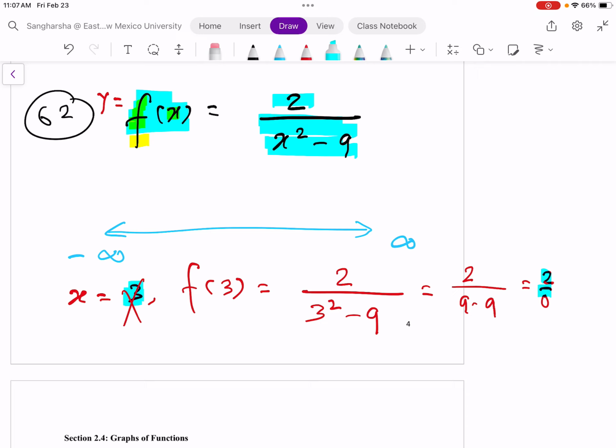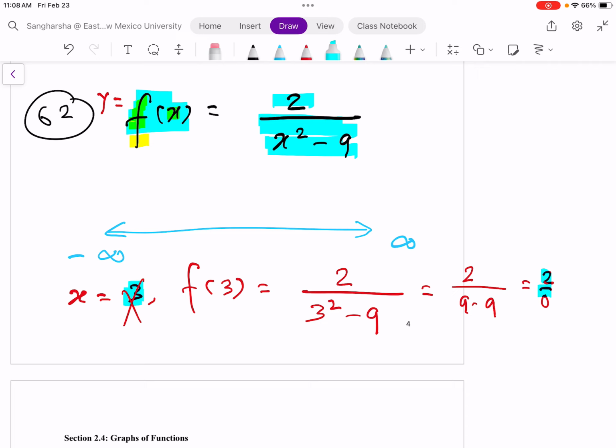Negative 3. Okay, so if we choose our x equals 3 or negative 3, we get 0 in the denominator. That means it is undefined. That 3 and negative 3 are not the domain. But what about the remaining numbers? Are the remaining numbers domain for this function? Are we allowed to choose any other number other than negative 3 and 3 and get a real number?